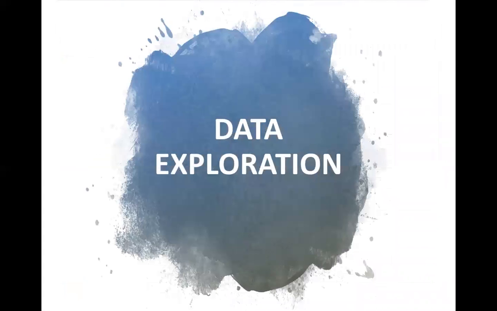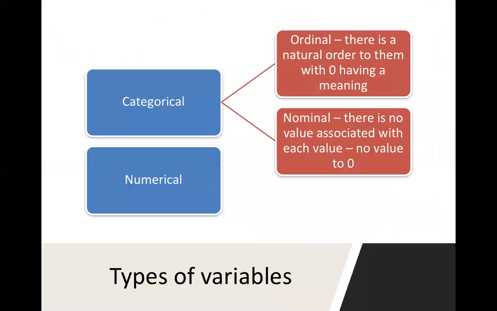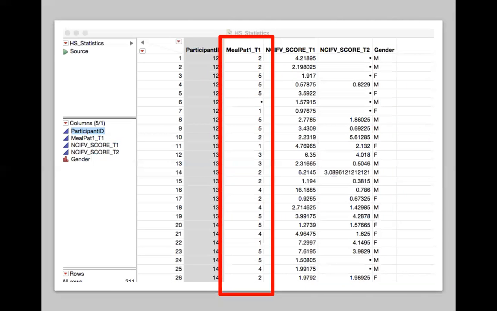And the way that we do that often is through data exploration. So first of all, let's think about these variables. There are two different types of variables, categorical and numerical. Within categorical, there are two different categories as well. The first one is ordinal, and that means that there's a natural order to whatever the response is, with 0 having a meaning, and I'll explain that a little better in just a moment. And then the second one is nominal, so there's no value associated with each response, and there's no value to 0.